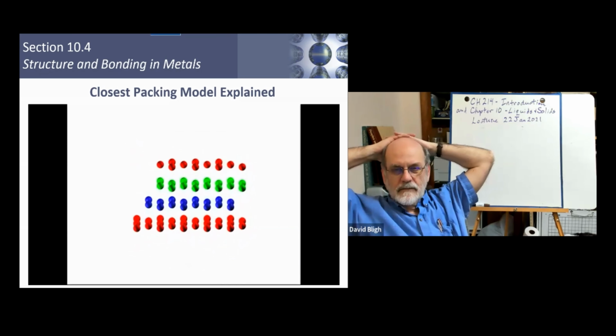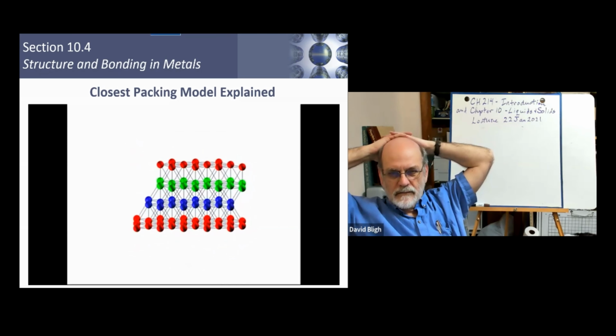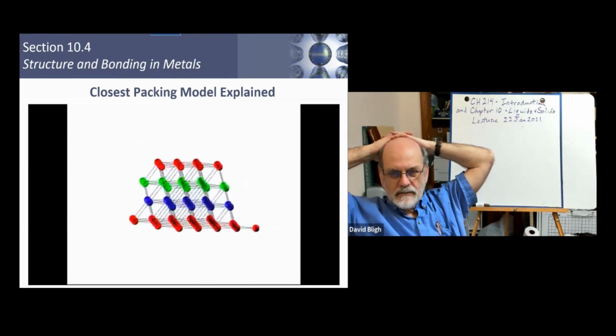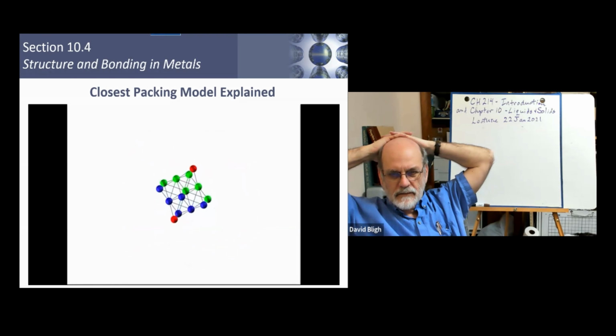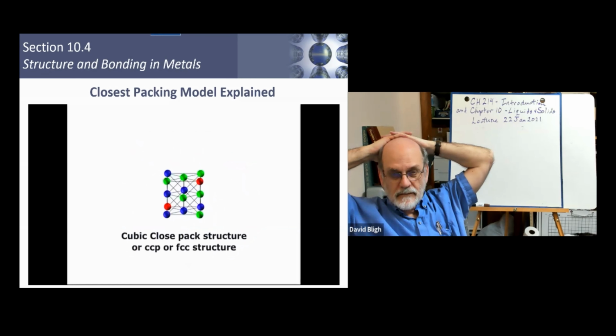Now again, making the spheres a little smaller and joining their centers by straight lines, we get the shape of this packing like this. The unit cell of such a packing is this. This is nothing but a face-centered cubic lattice. So this type of packing is called cubic close pack or simply CCP or even FCC structure.